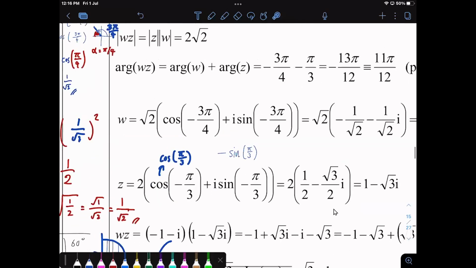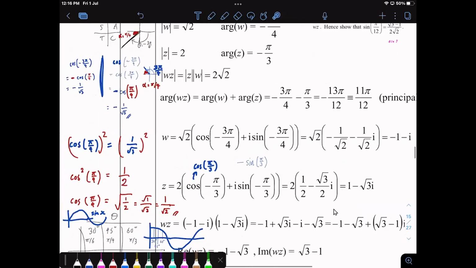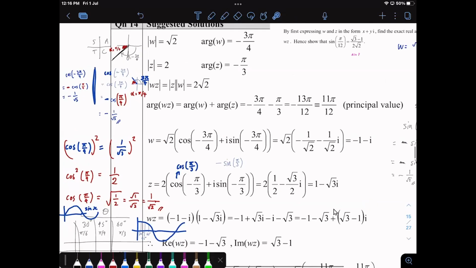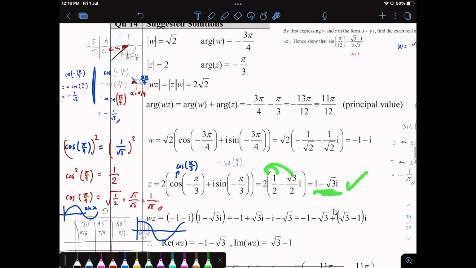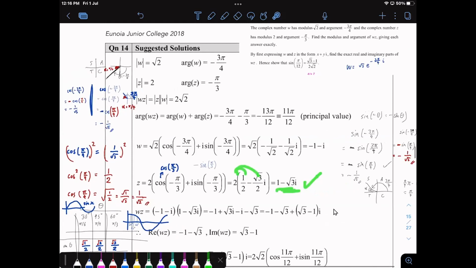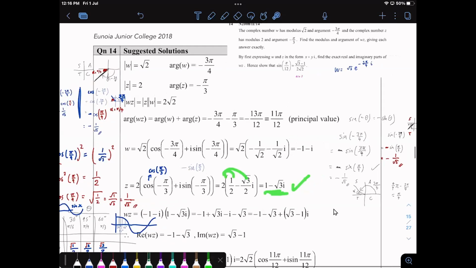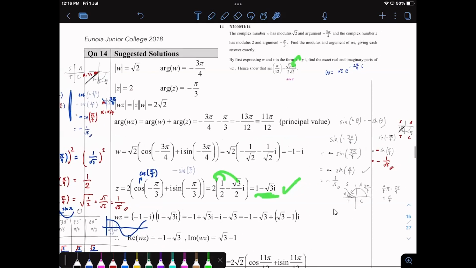Then you now just multiply the 2 inside. You get 1 minus root 3i. Is this clear? Okay, we are done with the x plus yi. We can move on. Find the exact real and imaginary parts of w times z. Here we use the updated version of w and z. We multiply negative 1 minus I times 1 minus root 3i. We'll eventually get to negative 1 minus root 3 plus bracket root 3 minus 1 times I.